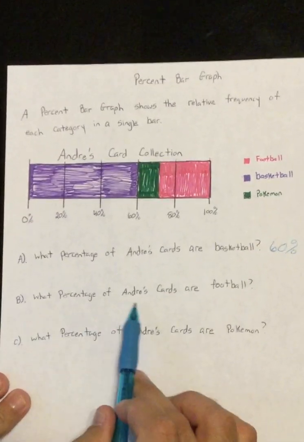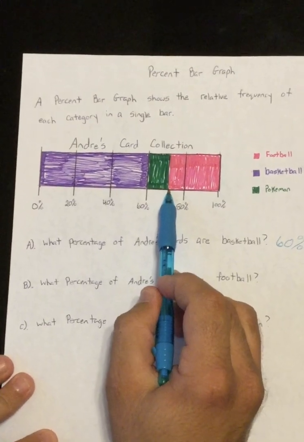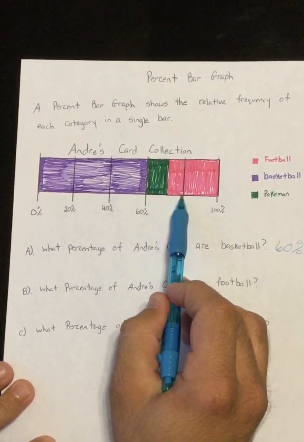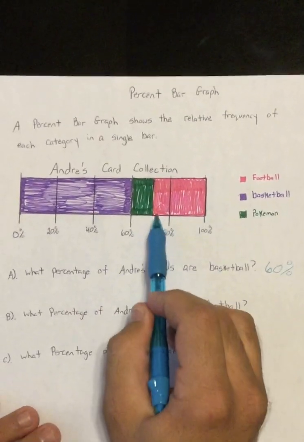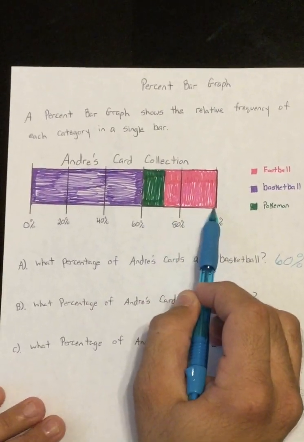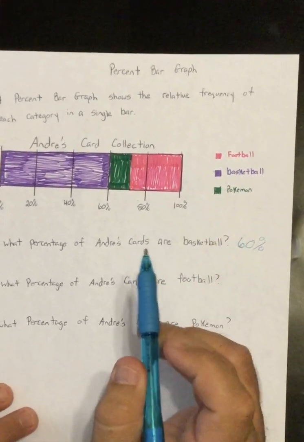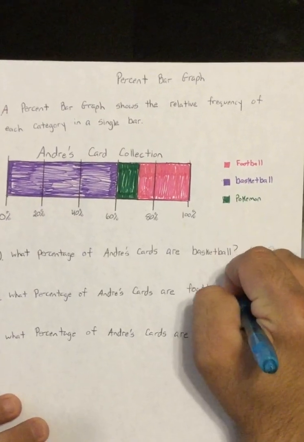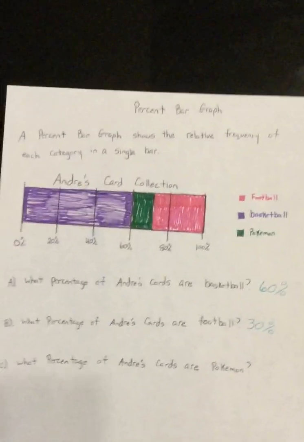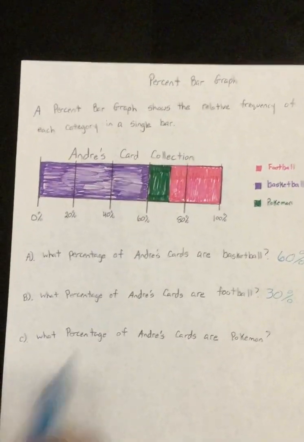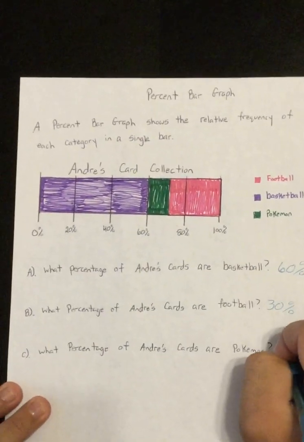Question 2 says, what percent of Andre's cards are football? Well, if you notice, the pink starts right here, which is between the 60 and the 80. So what number is right in the middle of 60 and 80? Well, 70. So to go from 70 to 100, that's a difference of 30. So that's 30%. And now, what percent of Andre's cards are Pokemon? Well, to go from 60 to 70, that's a difference of 10%.